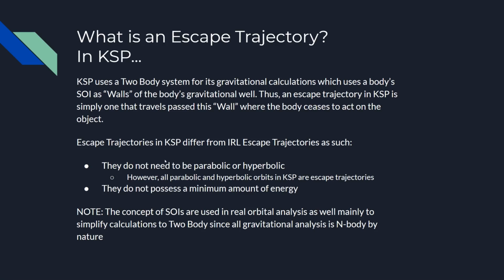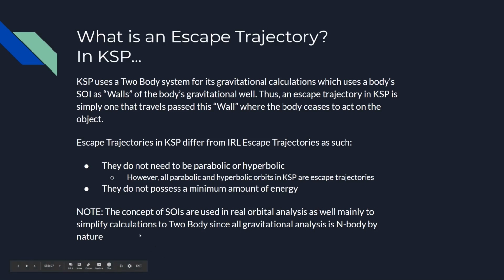Now, the two things I wanted to point out here, they're not really important for any analysis, but just a good distinction for what I'll be talking about. One is that escape trajectories in KSP do not have to be parabolic or hyperbolic. You can actually be in an elliptical orbit, but your apoapsis altitude is beyond the sphere of influence, so you've actually left the body's influence. Or two, it doesn't have to possess a minimum amount of energy. The concept is not really used for escape trajectories either.